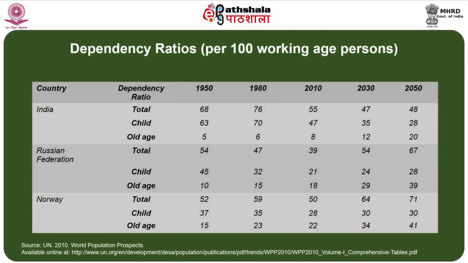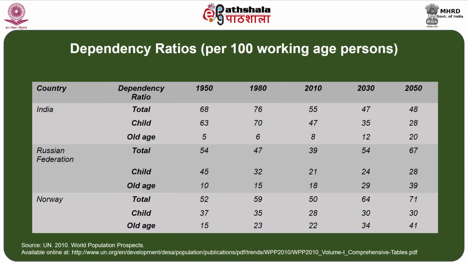For a country like India, in 1950 the total dependence ratio was 68, the child dependence ratio was 63 and the old age dependence ratio was 5 per 100 working age persons. In 2010, the total dependence ratio declined to 55, the child dependence ratio declined to 47, while the old age dependence ratio increased to 8.